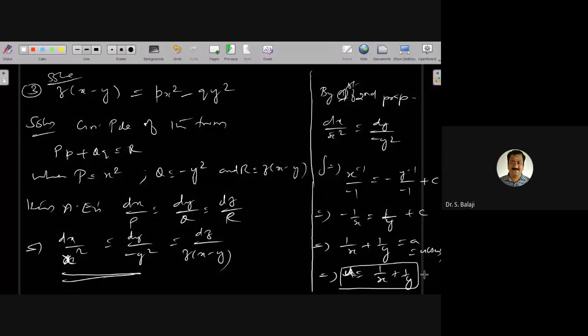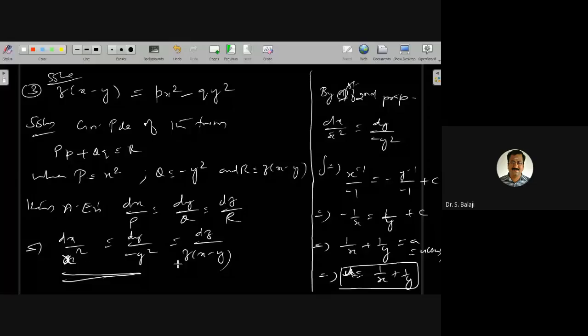But for another solution, you cannot use any two proportions directly by the method of variables separable. But algebra of proportion is possible. Algebra of proportion means add numerators, subtract numerators, or multiply, depending on which you can proceed. If you subtract these two, dx minus dy, you get x square minus y square, and here x minus y, that type of term is present here.